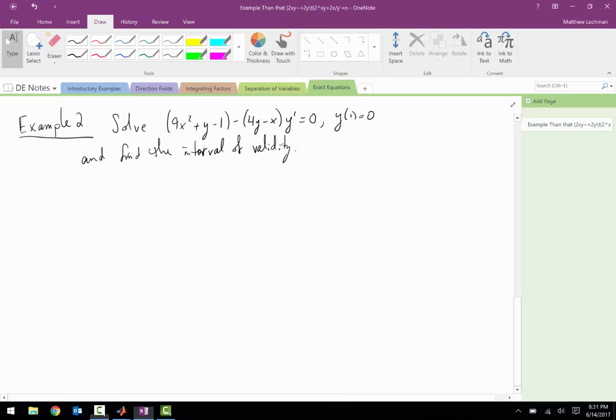Okay, so now we're going to look at our second example. It's a little bit harder than the last one, and we're also going to find the interval of validity since we have an initial condition. Okay, most of this problem is going to be focused on the interval of validity, but I wanted to do at least one example of actually solving another one of these equations. So anyway, it's good habit to check if these things are exact to begin with.